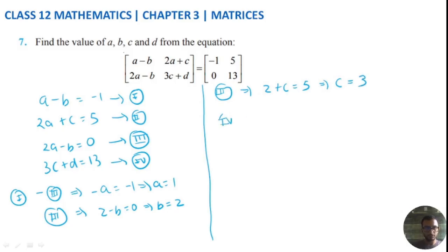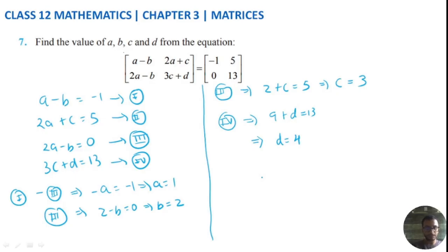Now let's put the value of c in equation 4. So we'll get 3 times 3 is 9, plus d equals 13. So 13 minus 9 is 4. So we got the value of d also. So we got a, b, c, d. a is 1, b is 2, c is 3 and d is 4. So we are done with question 7.